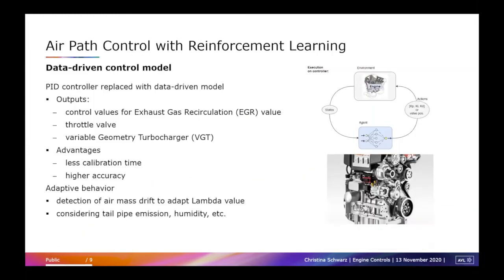By replacing the standard controllers with a data-driven model, it is possible to achieve improvements in model accuracy as more environmental conditions are considered for the model training. Furthermore, the usage of these data-driven models significantly reduces the calibration effort and therefore leads to a cost reduction. Additionally, we could use the data-driven model to detect an air mass drift for a lambda adaptation.